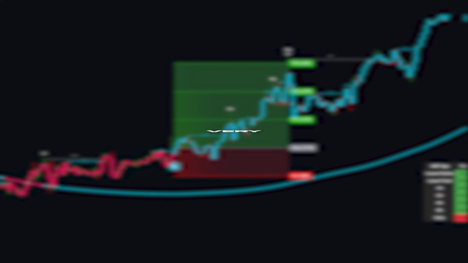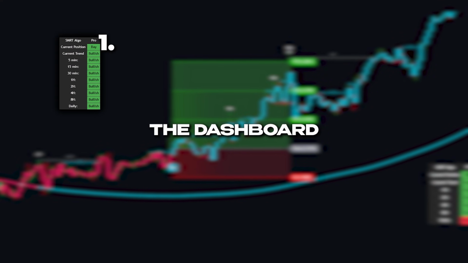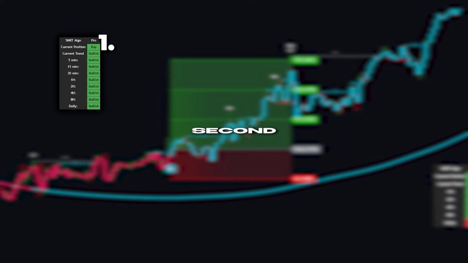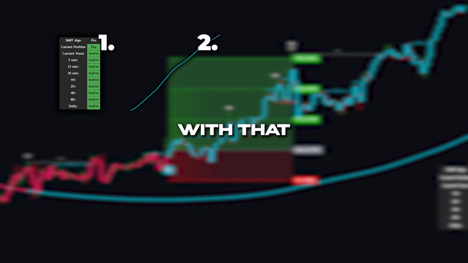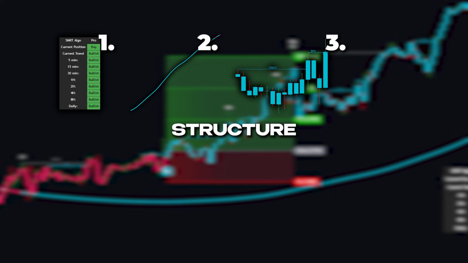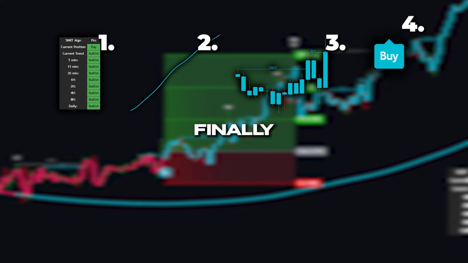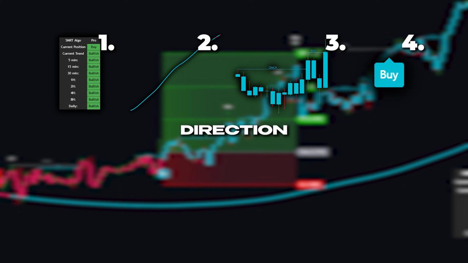So the strategy becomes very straightforward. First, check the dashboard to understand the higher time frame trend. Second, confirm the trend ribbon aligns with that direction. Third, make sure market structure is supporting continuation. Finally, take buy or sell signals only in the direction of the trend.